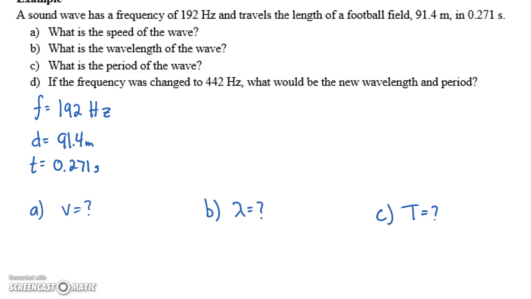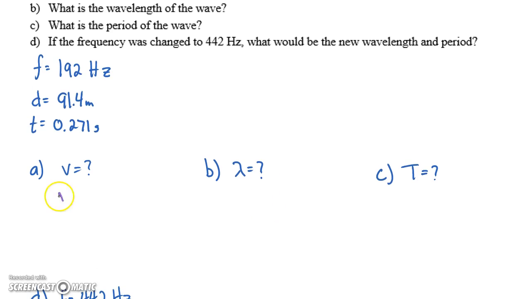So a sound wave has a frequency of 192 hertz and travels the length of a football field, 91.4 meters, in 0.271 seconds. What is the speed of the wave? What is the wavelength? What is the period? And what if it was all changed? So speed of the wave, now in this case we're told how far it goes in a certain amount of time. So we can actually go back to our original equation for speed by plugging in distance over time, and we would get to 3 sig figs, 337 meters per second.